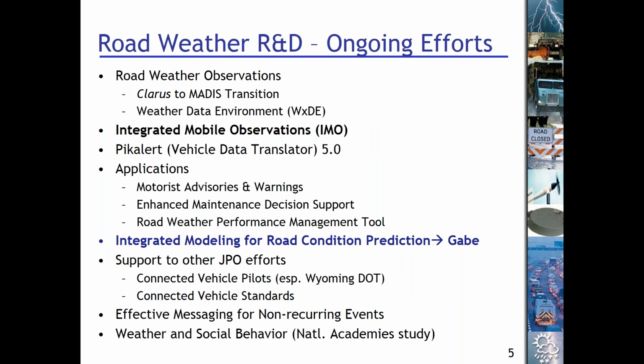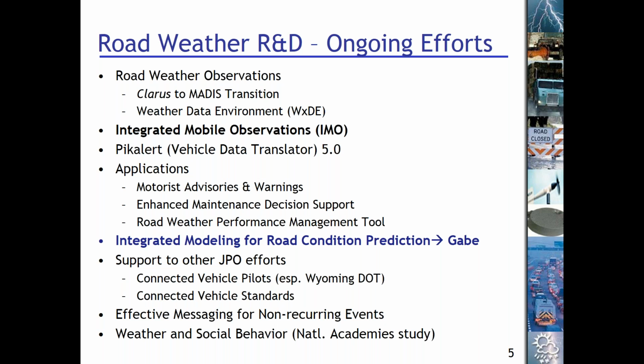To spend a little bit of time talking more about some of the R&D activities going on, this is a brief rundown of a lot of the different projects we've got or have either completed or are in process. On the observation side, how do you measure weather and road conditions, and then you share that information. We focused certainly in the past on fixed RWIS station data and how to integrate that and quality check it, and that was what the CLARUS initiative was all about.